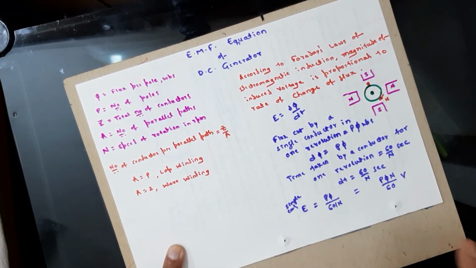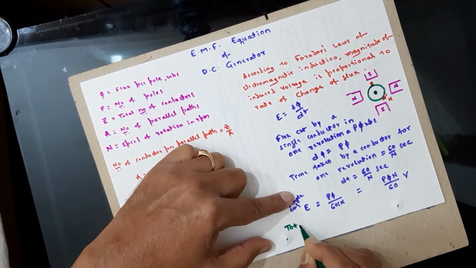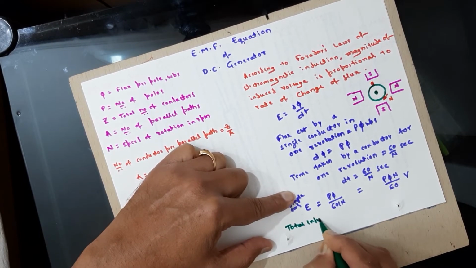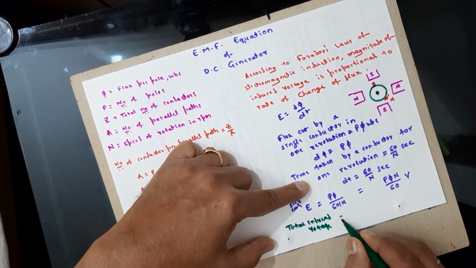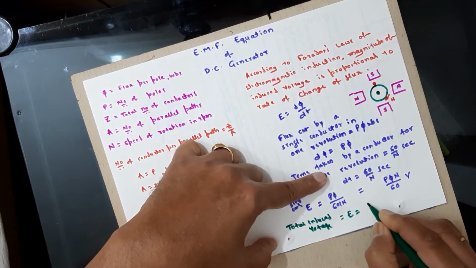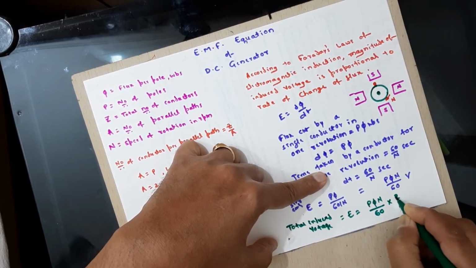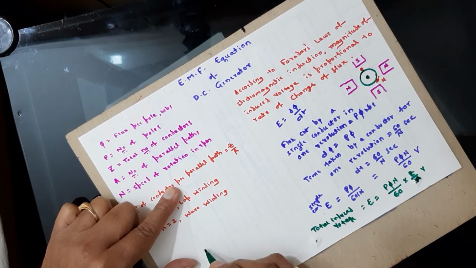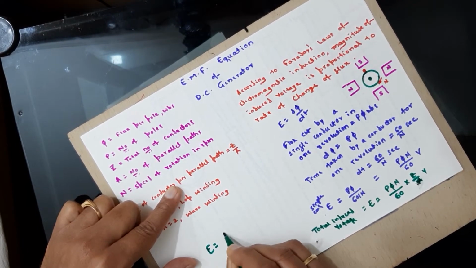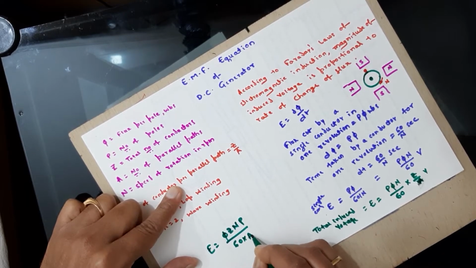It is Z by A. Therefore, total induced voltage E is equal to P phi n by 60 into Z by A volts, or I'll write here, E is equal to phi Z n P by 60 into A volts.